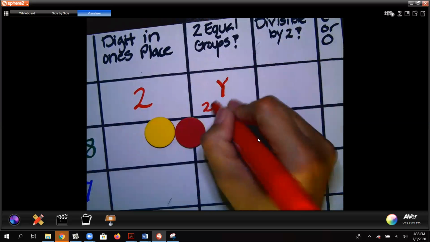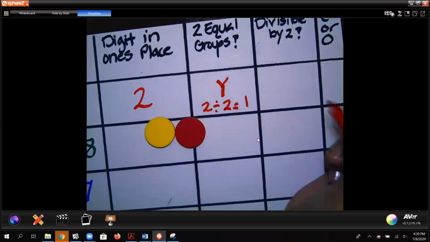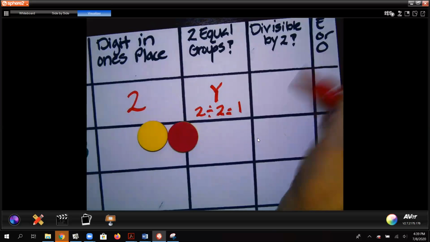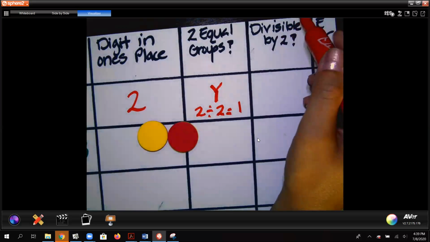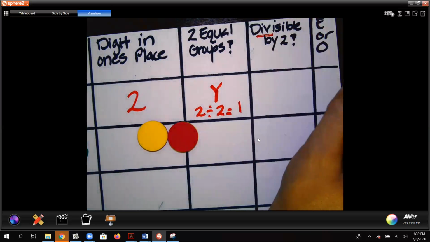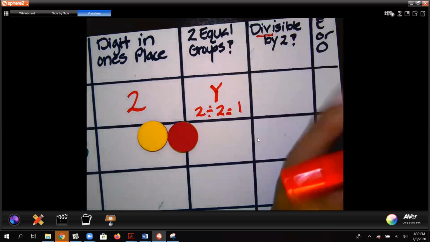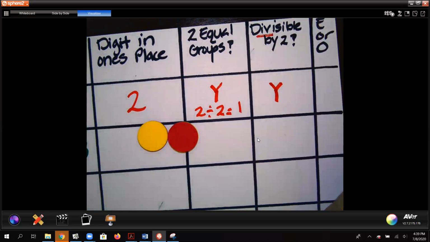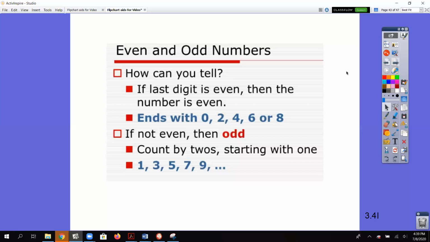Because 2 divided by 2 is 1. I split that into 2 groups and there's 1 in each. Is that divisible by 2? Remember, the word divisible just means if you can divide it by 2. You see it says divvy in there, like divide. If I'm going to divvy something out, I'm going to pass it out. I'm going to divide it. So yes. So is it even? Yes. It's even because it is divisible by 2. And remember the chart that we saw? If it ends in 0, 2, 4, 6, or 8, it is divisible by 2 and it is even.